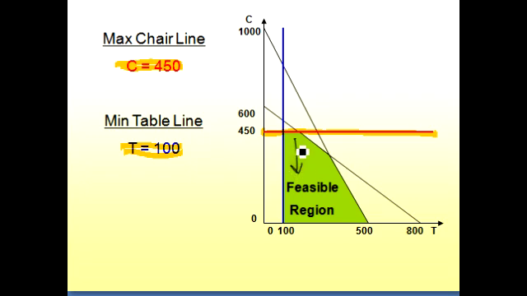Now, the minimum table line says that you have to have at least 100 tables. So that's a parallel line to the y-axis, which is this line right here. And notice that since that's a greater than symbol, it's everything to the right of this line. So T has to be greater than or equal to 100 tables. So this becomes our feasible region, in the green area here.